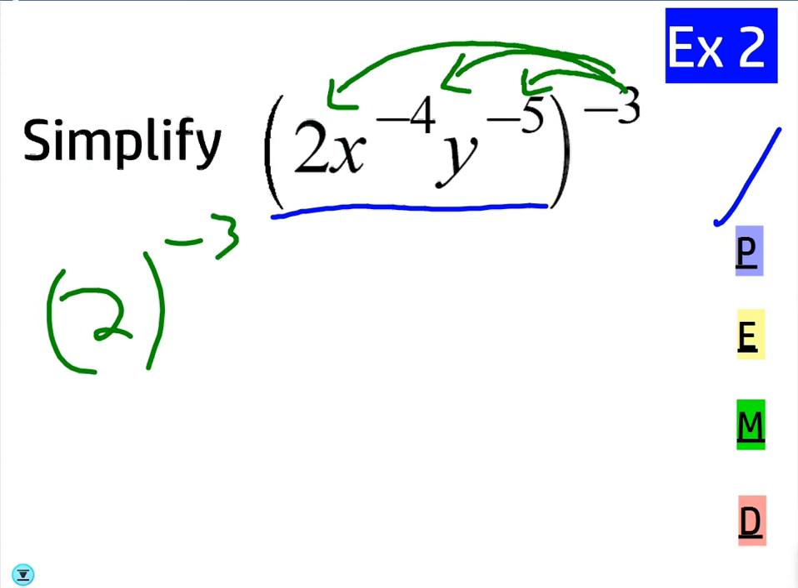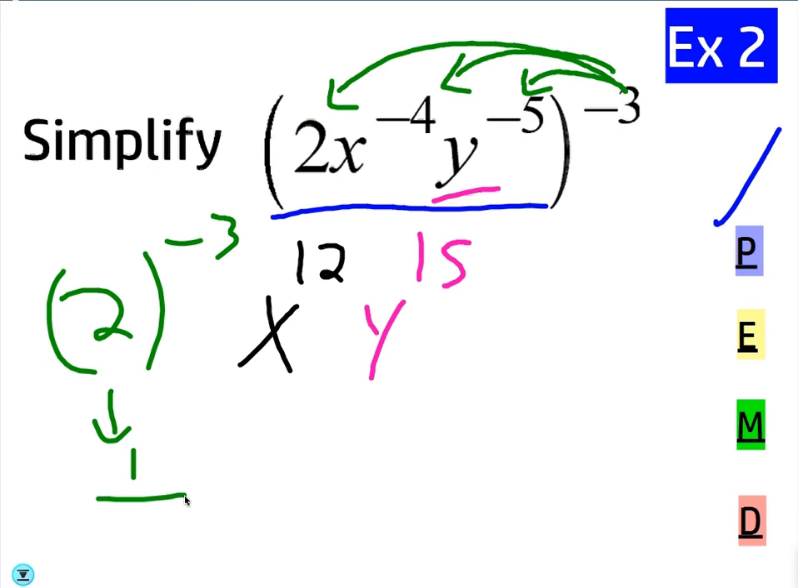And then we get x to the -4 to the -3, which is +12. And then we get y to the -5th to the -3, which is +15. So I don't need to flip anything except for the 2, right? The 2 to the -3 is going to become what?